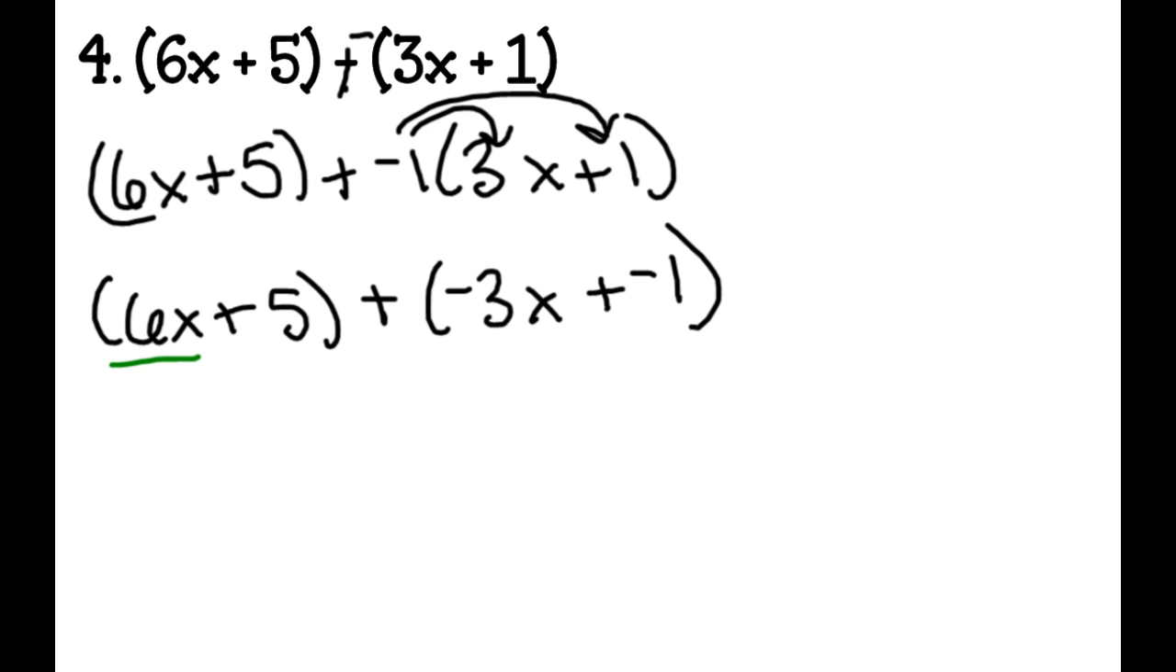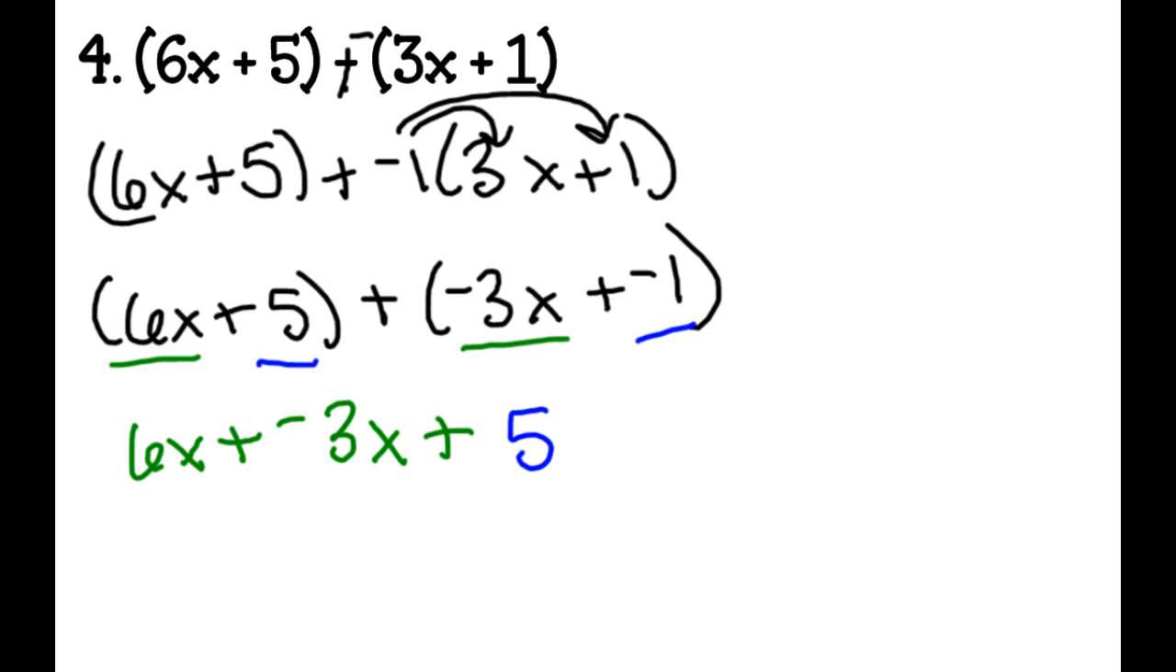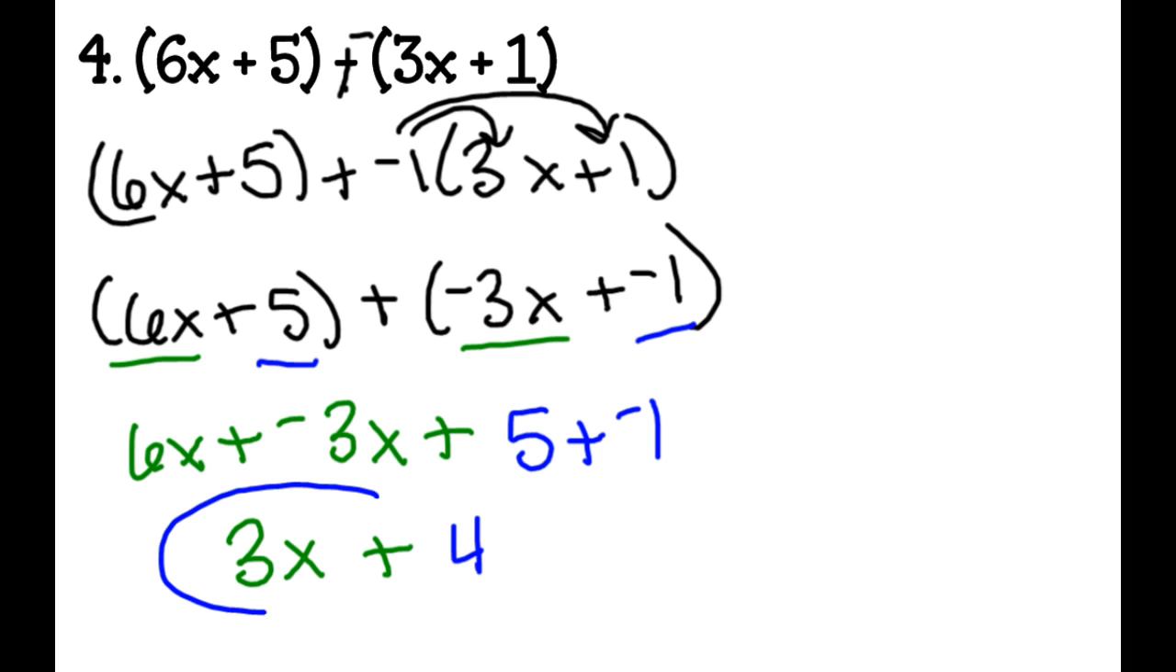So I have 6x, negative 3x. Let's rewrite those next to each other so it's clear to see. Plus, then I have 5 and negative 1. And I go through and I do my math. 6x plus negative 3x is 3x. Plus 5 plus negative 1 is 4. So I have 3x plus 4 as my final answer.